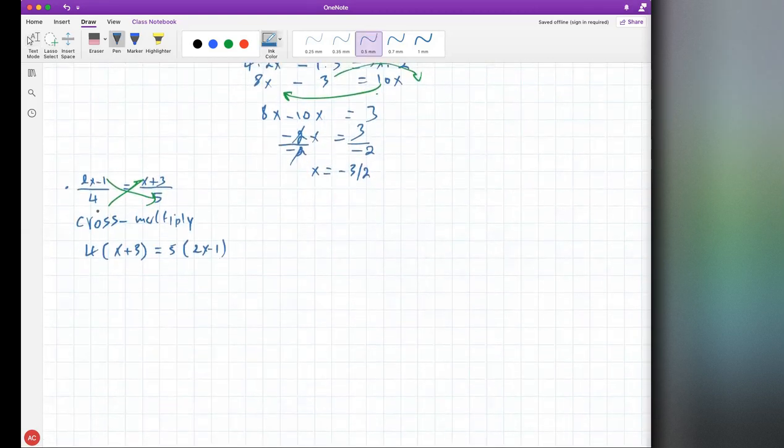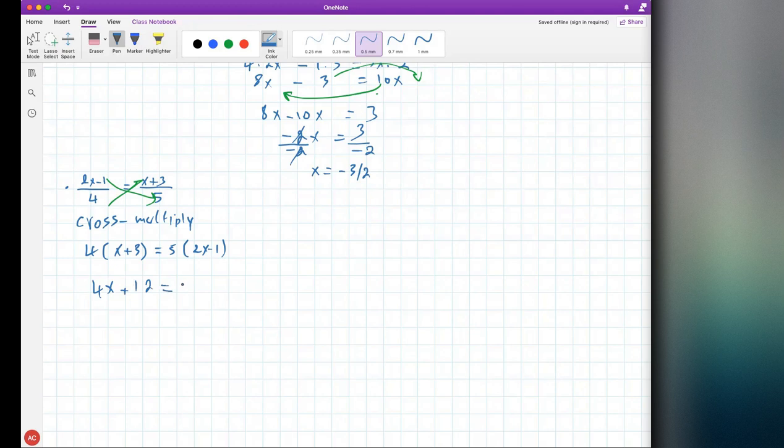Okay, so the rest is simple. What is the next step? Multiply 4. That's right. Distribute first, combine like terms. Plus 12. That's right. And 10x minus 5, right? We're multiplying. Okay. What else? There's no like terms to combine on the other side.